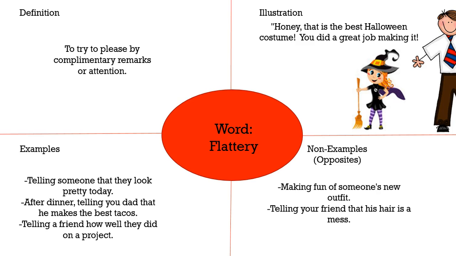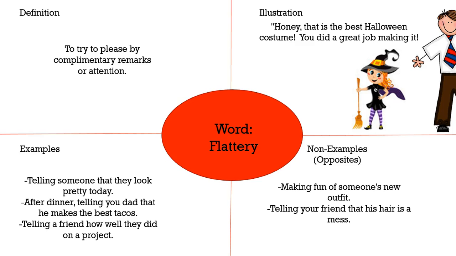In the illustration box, there is a picture of a dad and a daughter who is dressed up in a costume. Using words that the dad's saying, I can show what the word flattery means. "Honey, that is the best Halloween costume. You did a great job making it." Therefore, he's giving her compliments or attention, showing her that she's done a really good job.